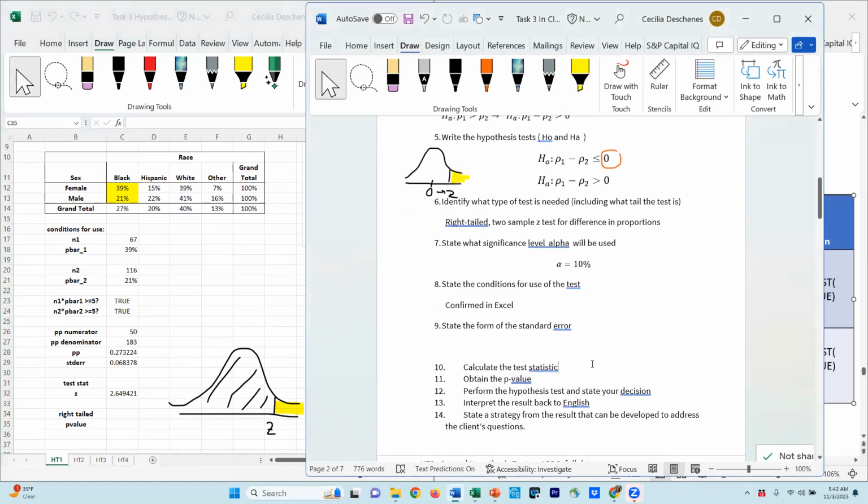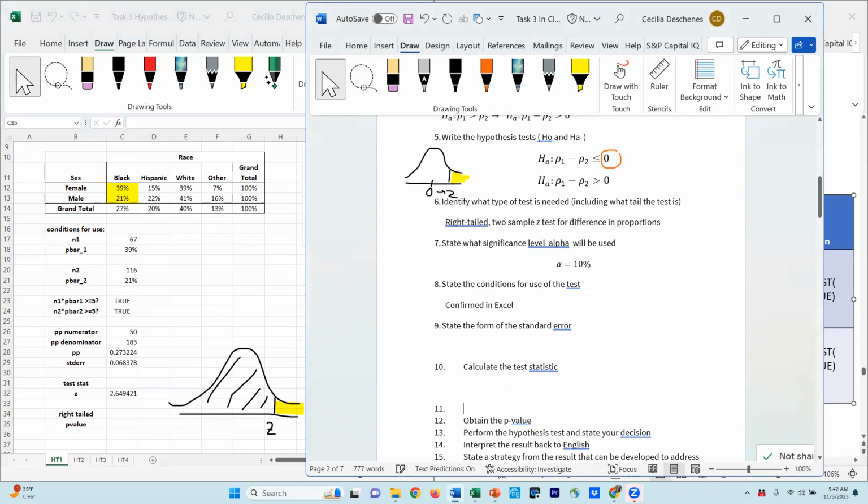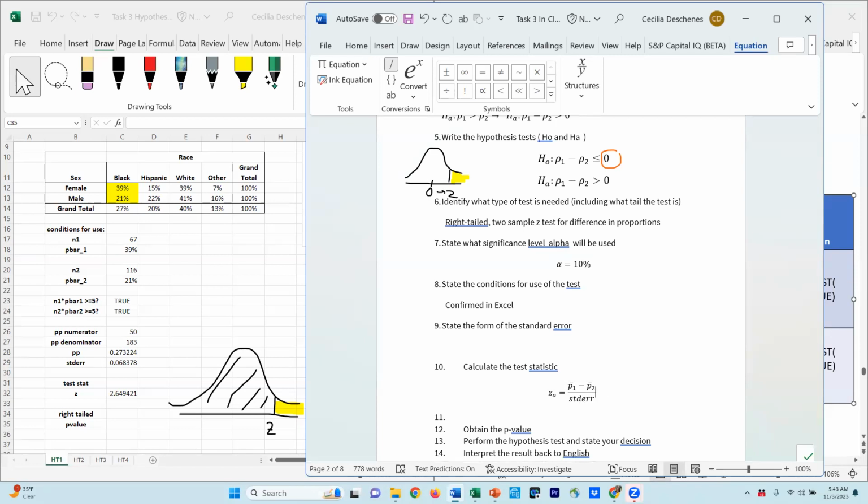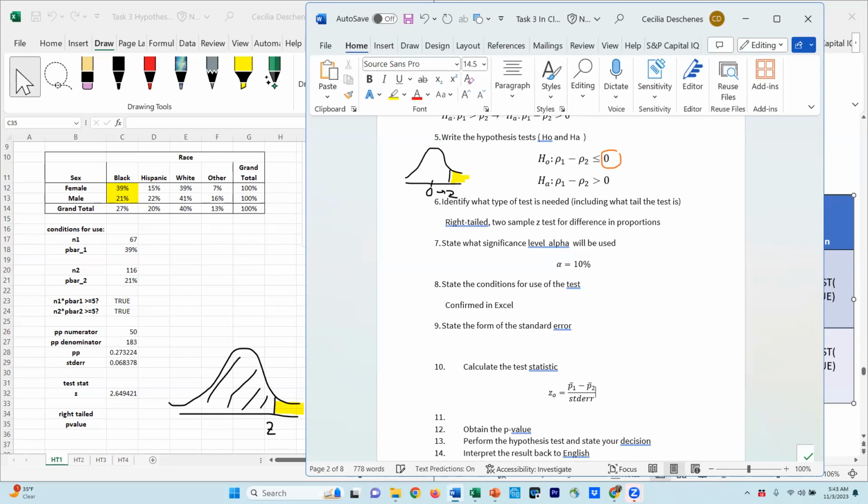Calculate the test statistic. Okay, so we did this. Let me just get this in here for everybody's notes. Z sub naught is equal to P bar sub 1 minus P bar sub 2. And we're going to subtract 0 from that. Well, we divide by the standard error. So that's that.